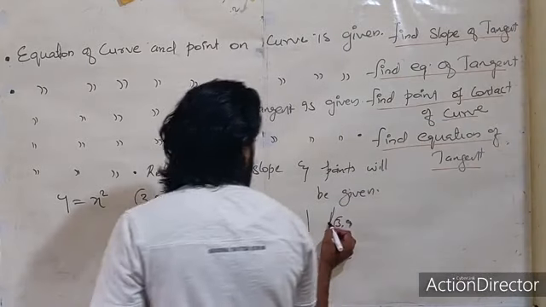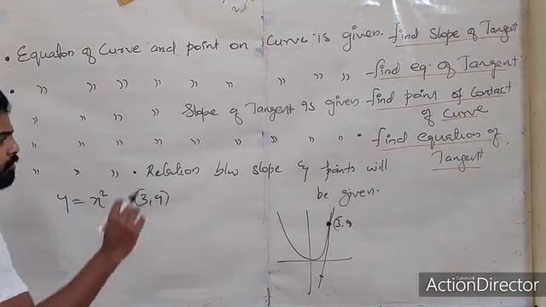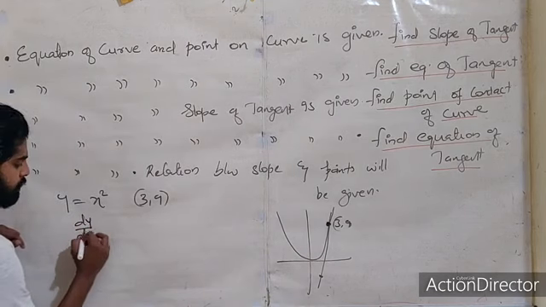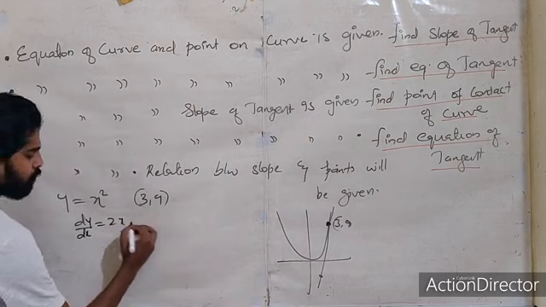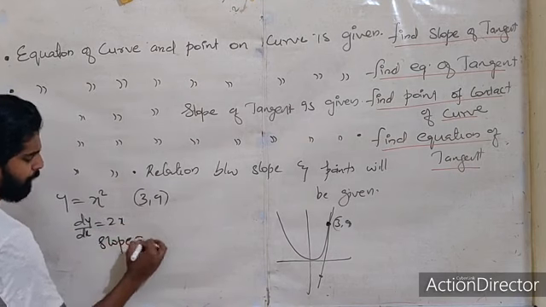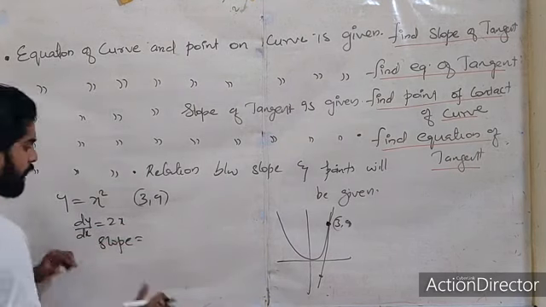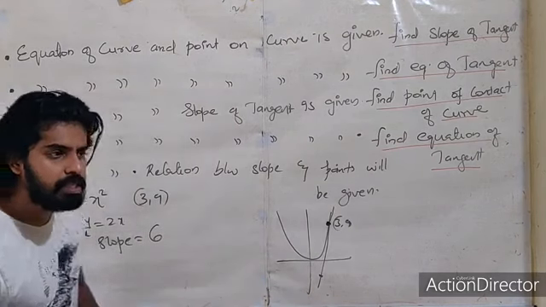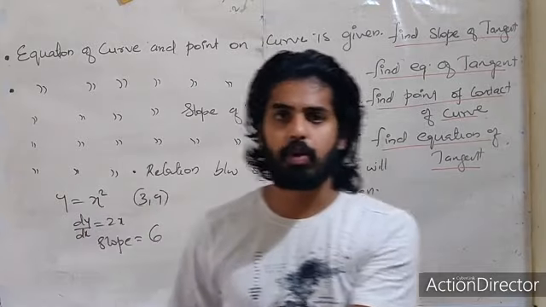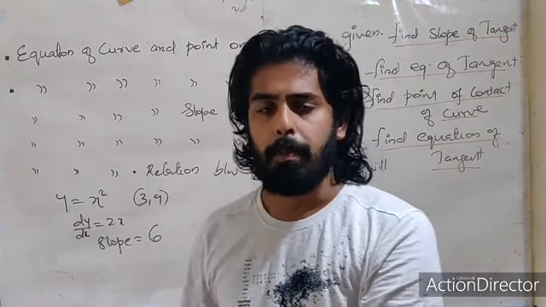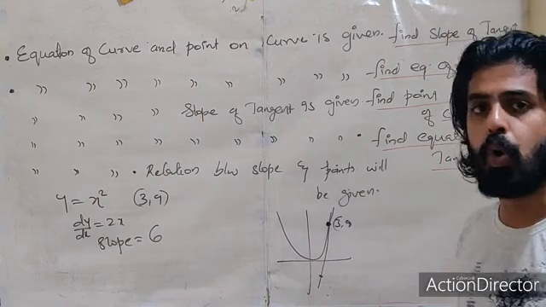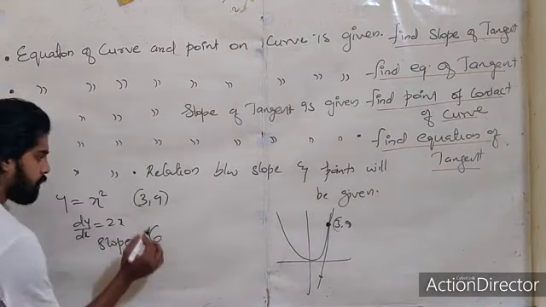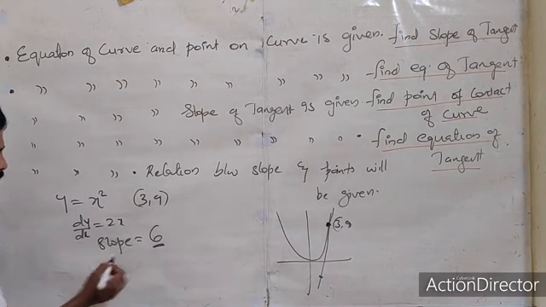So the point is already given in the question, (3, 9). You just need to find the slope, which you already know how to find. So dy by dx equal to 2x. So slope means slope of the tangent, right? I am repeating this as slope of the tangent because this is the concept of tangents and normals. The question may ask about normals too, but first we will complete tangents, then we will go to normals. So slope of tangent is dy by dx. At this point, slope of tangent is equal to 6.